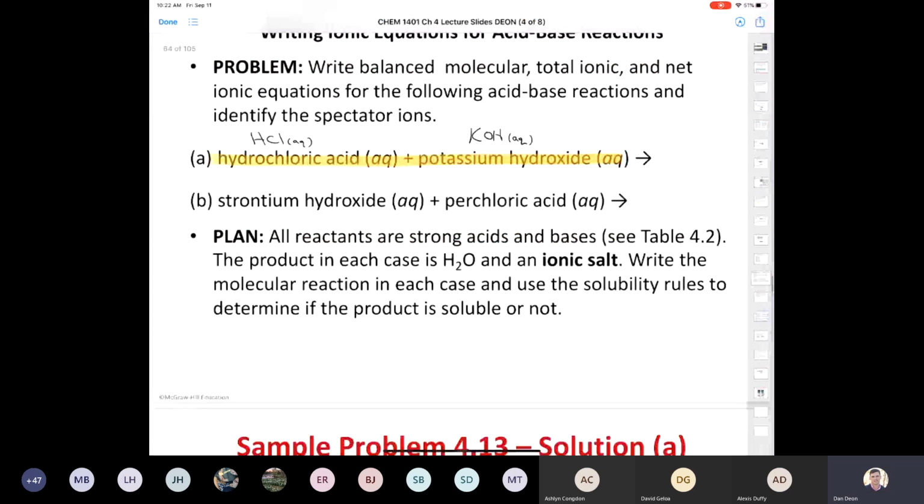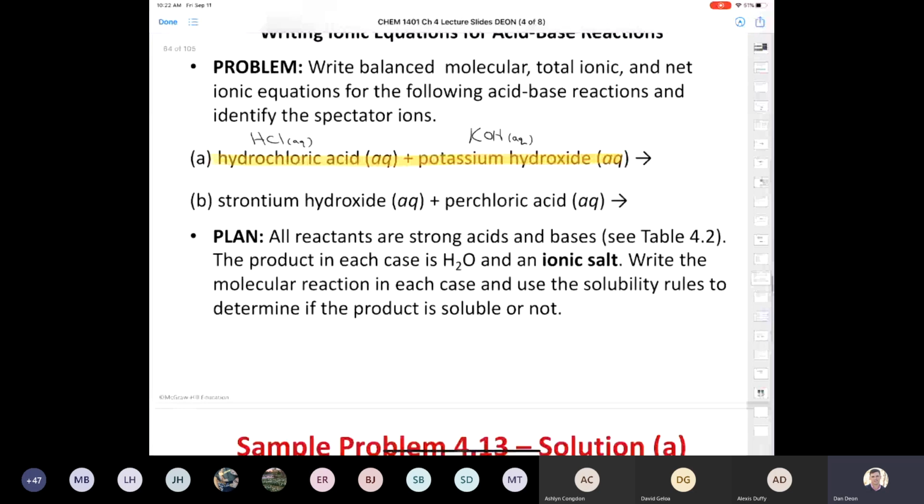How did I figure that out? All I did was say, I've got a hydrogen ion. I'm going to combine it with the hydroxide, and that's going to give me water. I've got a chloride anion and a potassium cation here. I'm going to combine those, and it's going to give me potassium chloride. That's all I did. So there's my molecular equation.